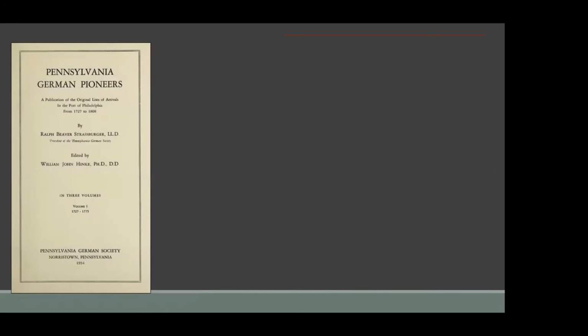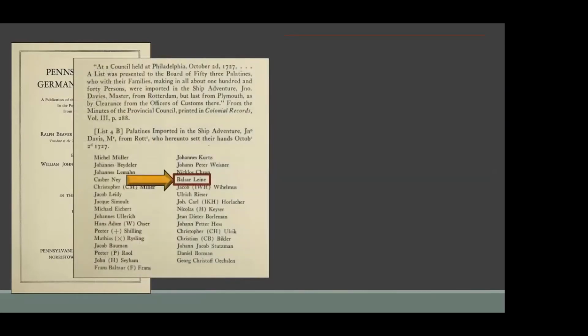When we are searching for immigrant records, we need to be careful to follow the trail and the spelling change issue that can occur. Here's an example from Strasburger's book on Pennsylvania German pioneers. In this example, it shows us Balsar Line, spelled Leine, arriving in Philadelphia on October 2nd, 1727 on the ship Adventure. And the ship's master, John Davies, is signing off here.